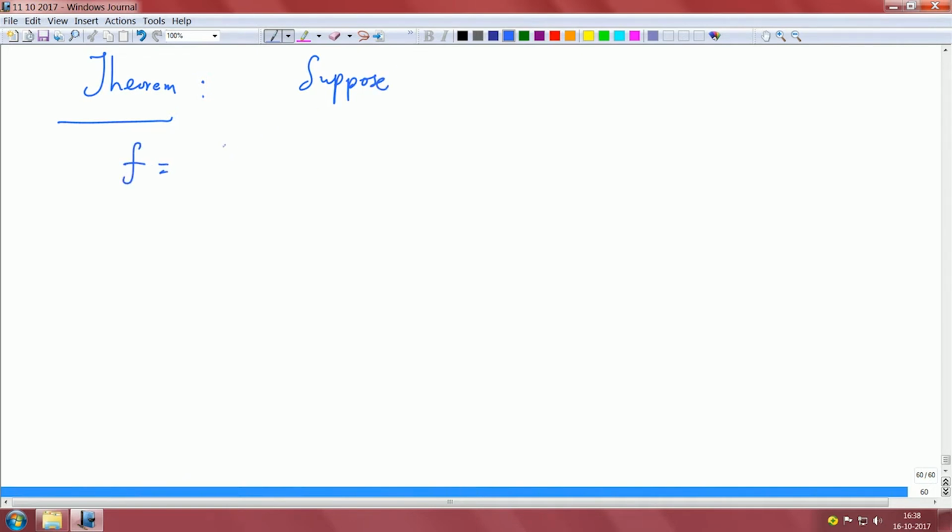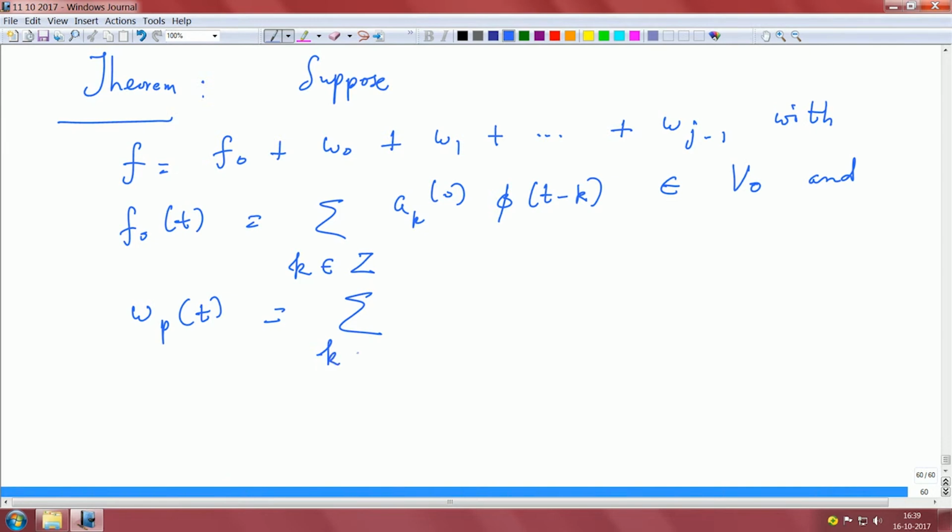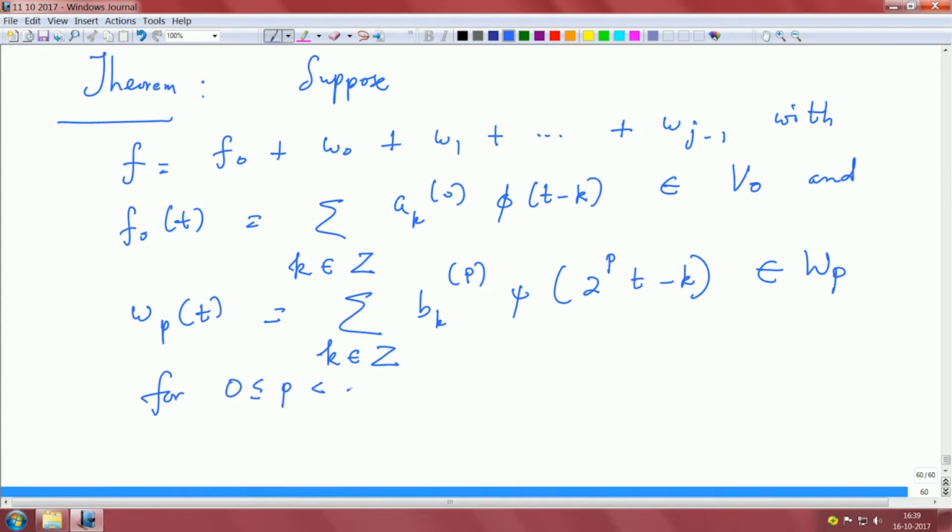Suppose f equals f naught plus w naught plus w1 dot dot dot till wj minus 1, with f naught of t equals summation over k belonging to the set of integers of ak0 phi of t minus k, belonging to v0, and wp of t, which is summation over k belonging to the set of integers of bk of p psi of 2 power p t minus k, belonging to the space wp for 0 less than or equal to p less than j.